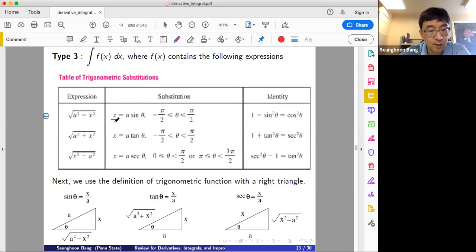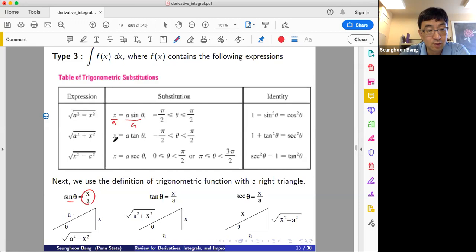Here, divided by a, we have sine theta is x over a. You can draw a right triangle. So x over a is sine theta. How can you find the adjacent side? By using the Pythagorean theorem, hypotenuse square minus side squared.